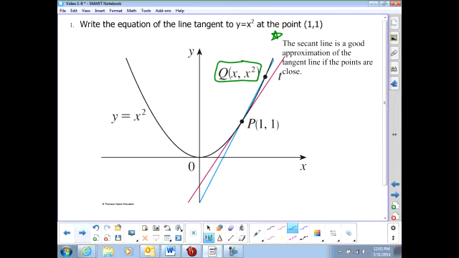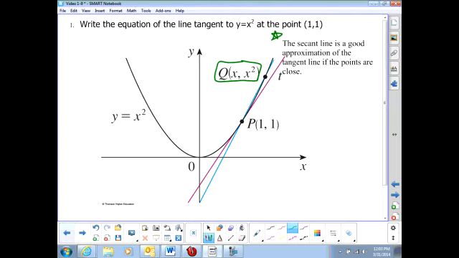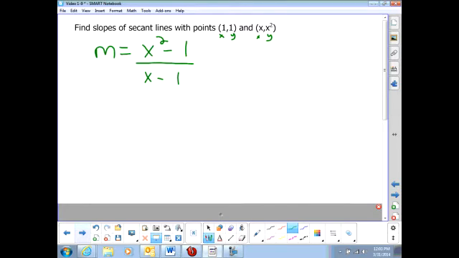So what we're going to do is, in general, find the slope between points P and Q. We'll just do change in y over change in x. So we are going to have x squared minus 1, that's our y's, and then we'll have x minus 1. So this is an equation for our slope. It represents our slope no matter what x value we pick in our picture right here. And again, our goal is to get x closer and closer and closer to 1.